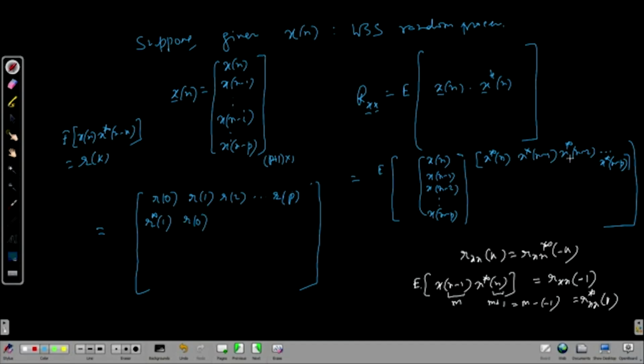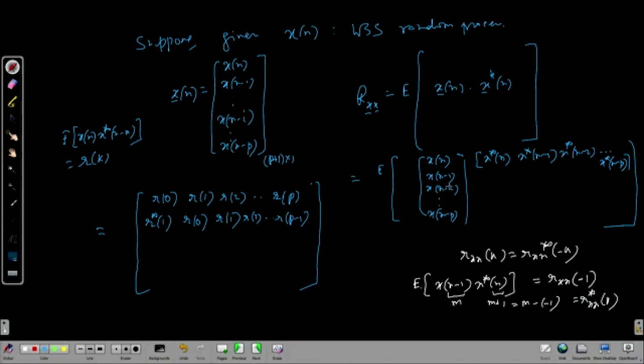Then n-1 with x*(n-2). So, n-1, n-2. Now the gap is plus 1, all right. So, it will be R(1). The next element would be x*(n-3); n-1, n-3, the gap is 2. So, it will be R(2), and so on. So, n-1 and n-p: the gap is p-1, because n-1 minus this index, n-p, if you subtract, becomes p-1. So, R(p-1).